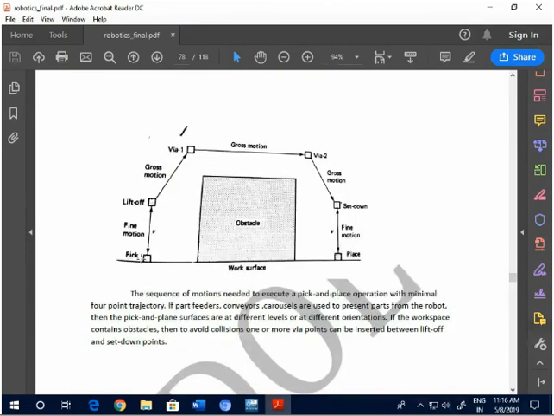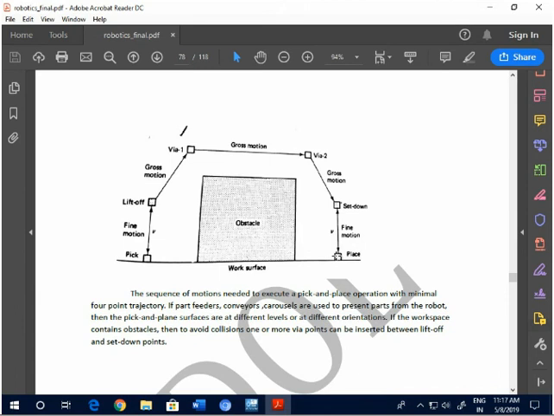So this is the entire pick and place. See, pick from one place, fine motion, lift off, gross motion via link 1, you are performing gross motion 2 via link 2, and you set down using a fine motion and place it. The sequence of motions needed for pick and place operations is a minimal four-point trajectory.